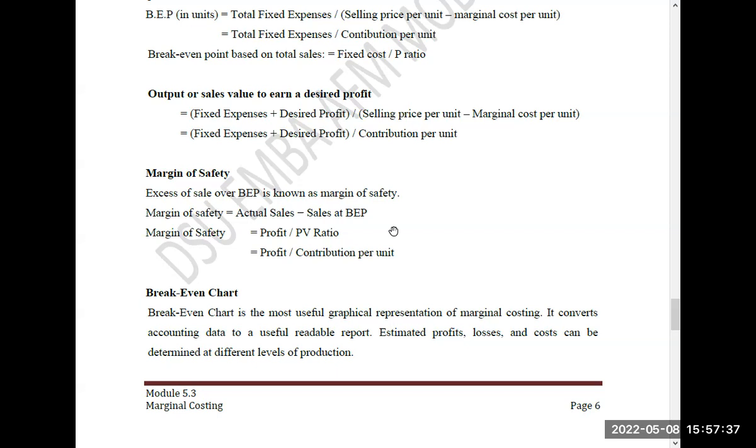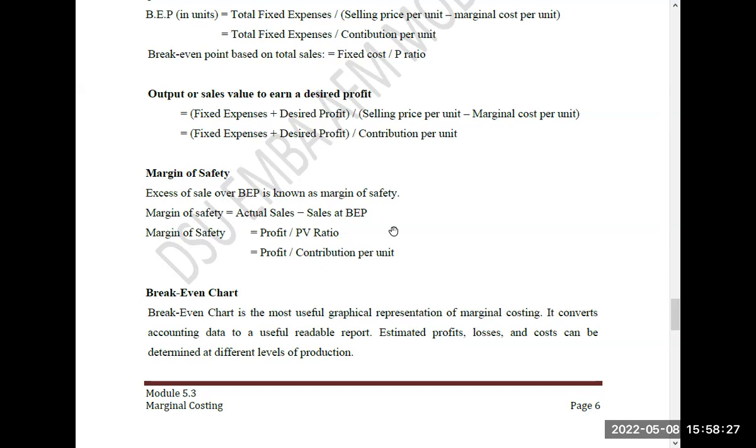Okay, next line. Sales value: how do you find out the sales value, the amount of sales? We found the number of units sold. Sales value is the number of units into the selling price per unit. So 210,000 units multiplied by 20 rupees is equal to 42 lakhs.